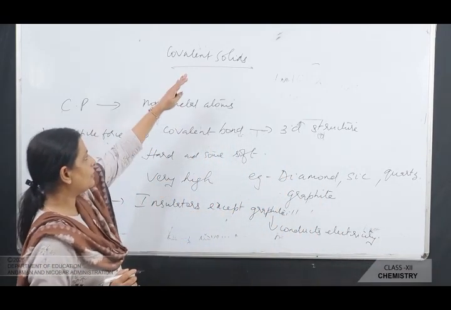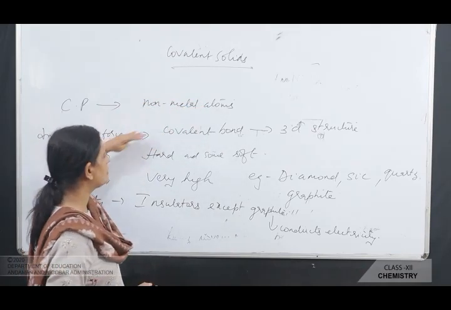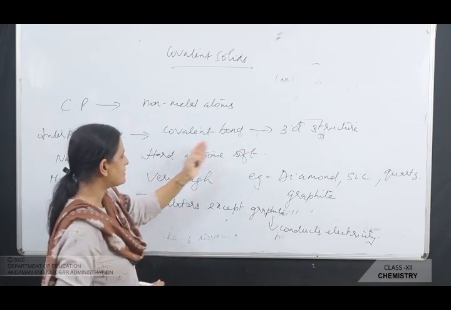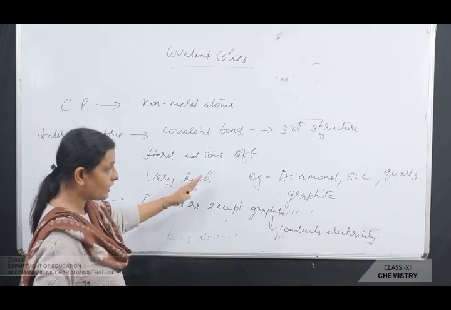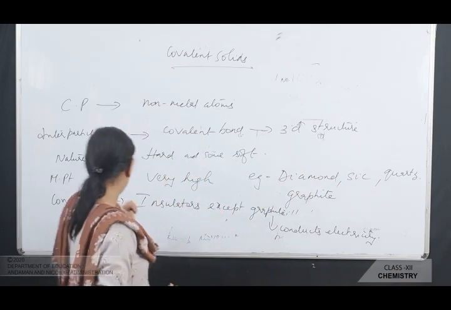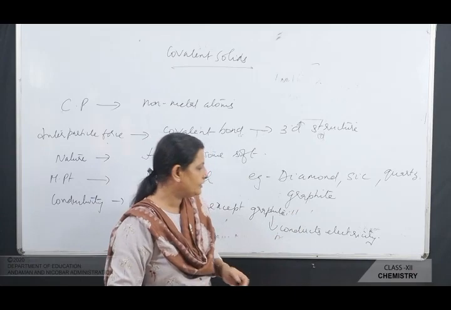So in case of covalent solids, the constituent particles are non-metal atoms. Interparticle forces are covalent bonds, which give rise to three-dimensional structure. They are hard and some are soft. Melting point is very high. Examples are diamond, silicon carbide, quartz, graphite. Then they all are insulators except graphite, which is a good conductor of electricity.